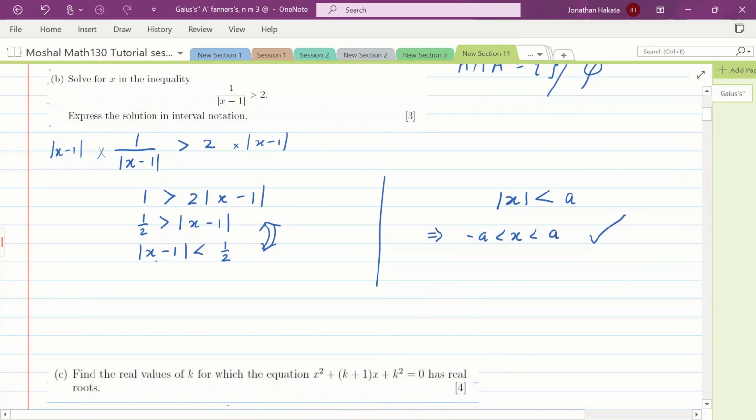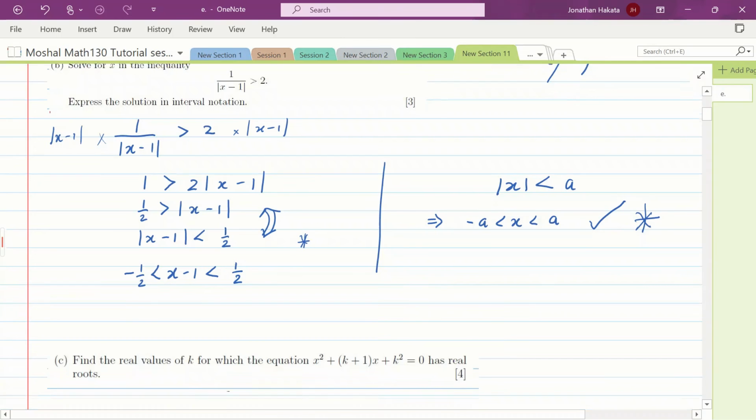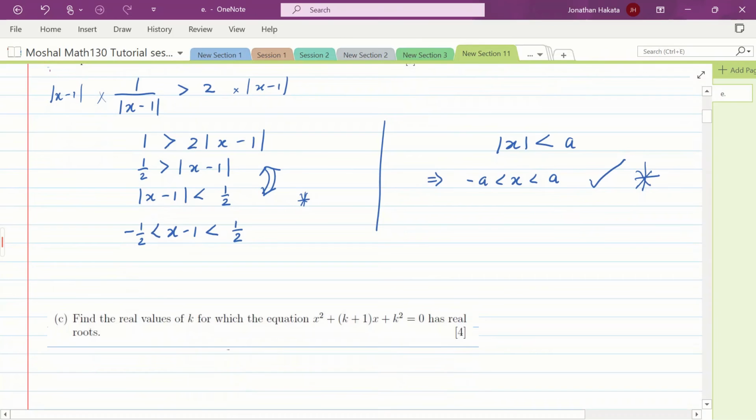This time around, we keep whatever is inside the modulus in between, so it's x minus 1. Then we put the less than signs, and to this constant we apply a negative half at the back, and the one in front becomes a positive. We are just applying this property that I explained here. This is how we simplify this stage. Now we need to solve for x.